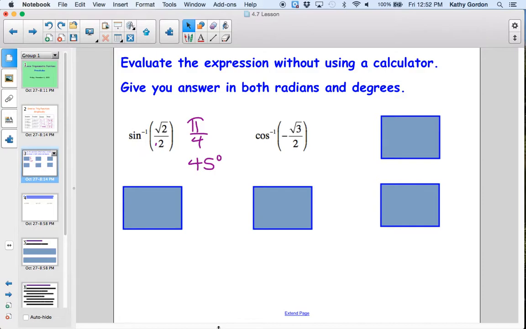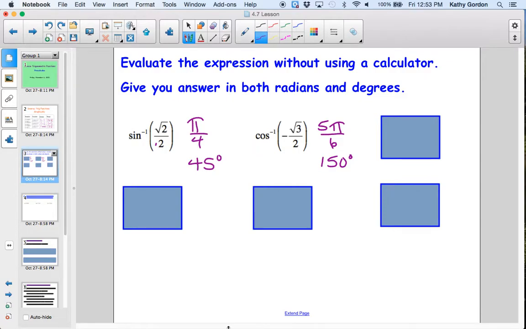But now, of the two quadrants we're allowed for inverse cosine, which one has negatives? The second one. So I can't just go with pi over 6, because pi over 6 would have given me a positive square root of 3 over 2. So I have to figure out what's the corresponding second quadrant angle with a reference angle of pi over 6, so that I get the negative square root of 3 over 2. And that's going to be 5 pi over 6, or as degrees, 150 degrees.